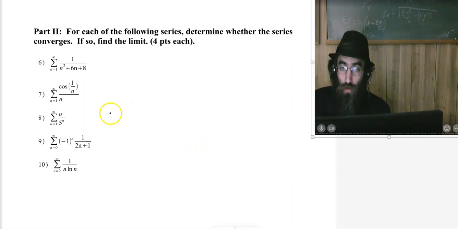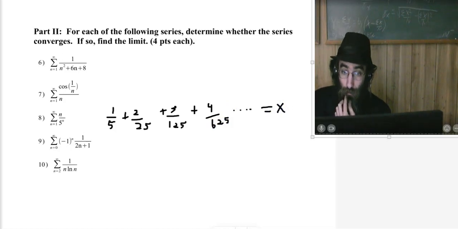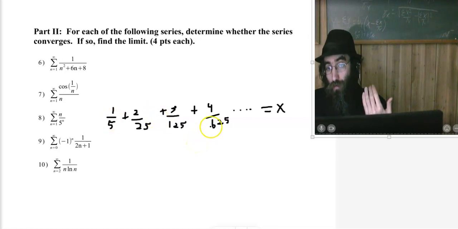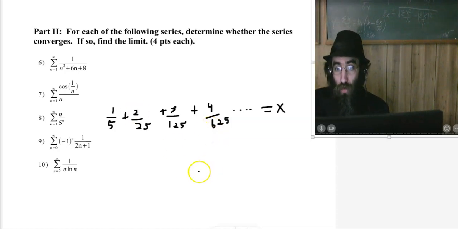Right? This is going to be 1 over 5 plus 2 over 25 plus 3 over 125 plus 4 over 625. That's going to equal x, right? Where x is going to be your sum. Normally, you would multiply or divide by 5, cancel, subtract one from the other, and you just have your answer.